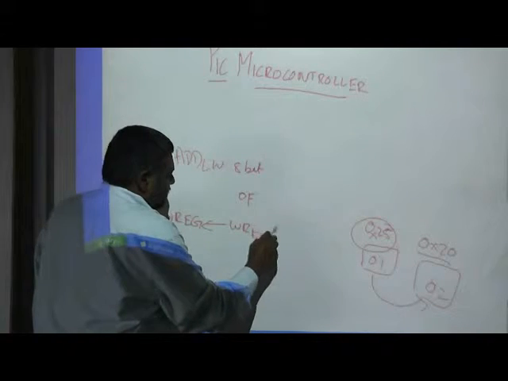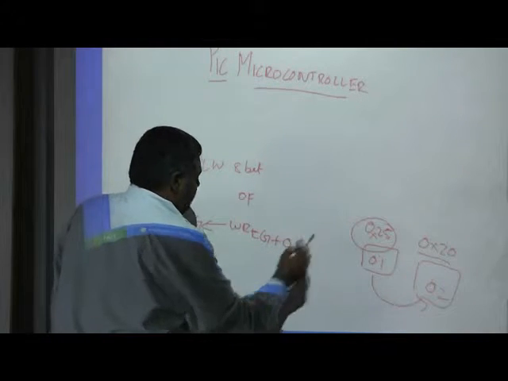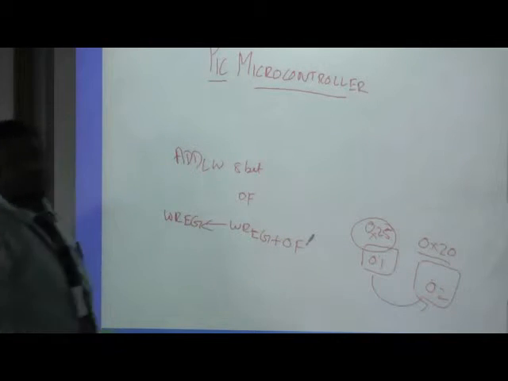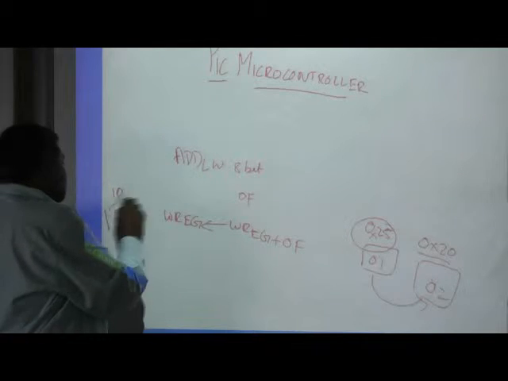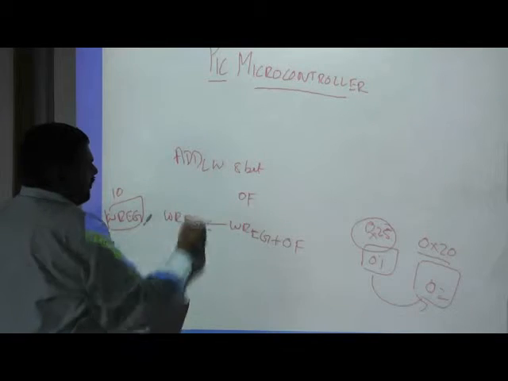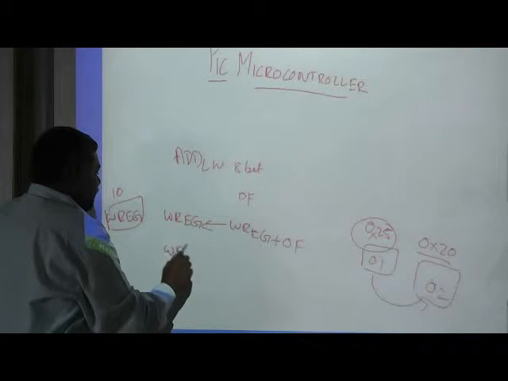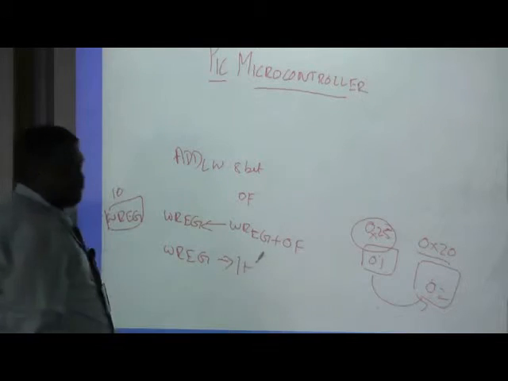the content of W register plus my literal value 0F. Suppose I have got 01 to be added with that of it. 10 is my W register value. When I execute this instruction, my W register content would be now 1F.